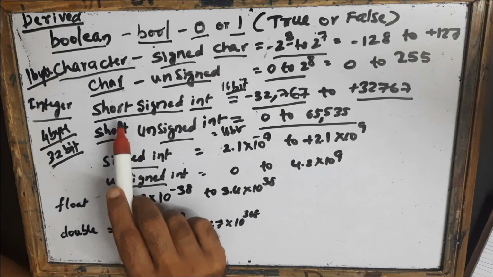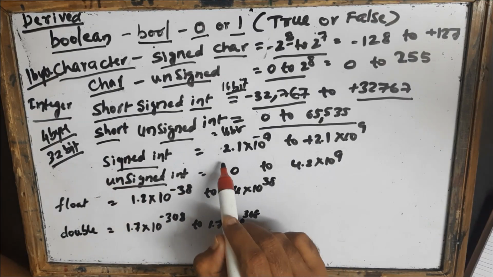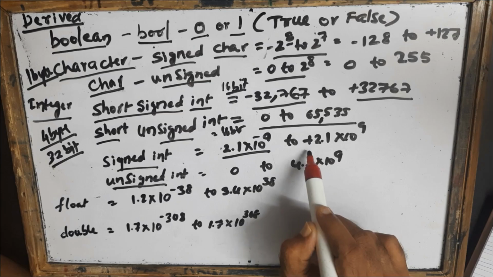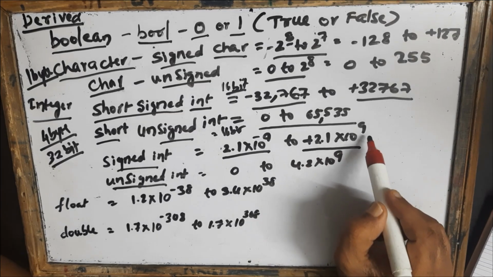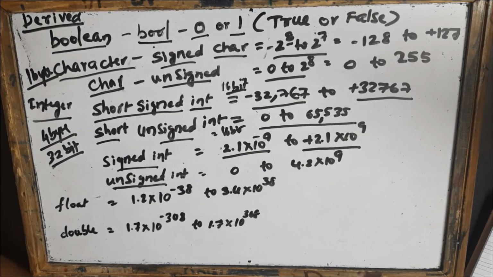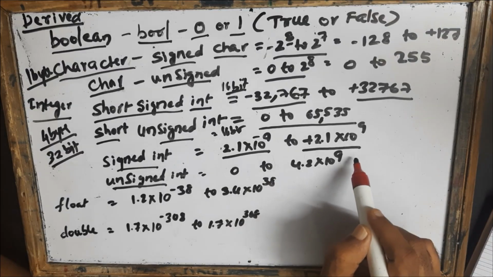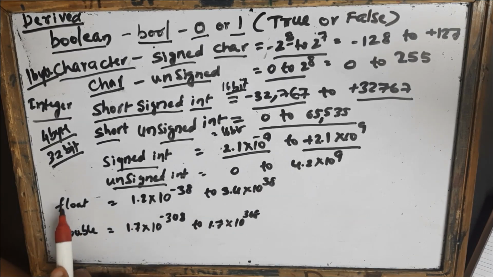This is not short, it is without short: signed int and unsigned int. Signed int will be -2.1 into 10 to the power of 9, this is the negative side, and 2.1 into 10 to the power of 9 on the positive side. And unsigned int will be 0 to 4.2 into 10 to the power of 9. These are all unsigned.